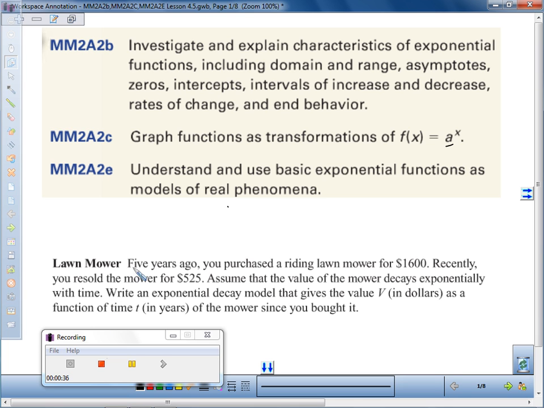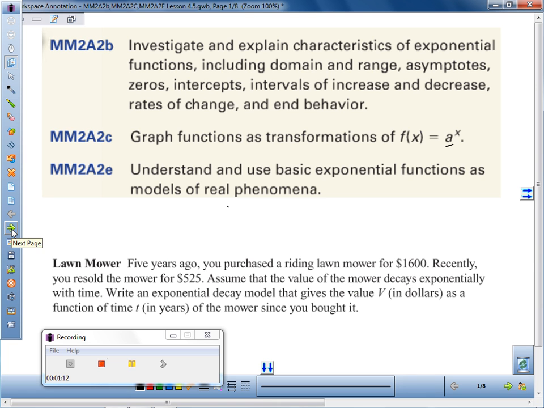Now, if you look down here, this is going to be our essential question for this lesson. 5 years ago, you purchased a riding lawnmower for $1,600. Recently, you sold the lawnmower for $525. Now we're going to assume the mower follows an exponential decay. With time, we're going to write a model for this and give the value v in dollars as a function of time. So after we go through the lesson, I want you to come back and try this particular problem.